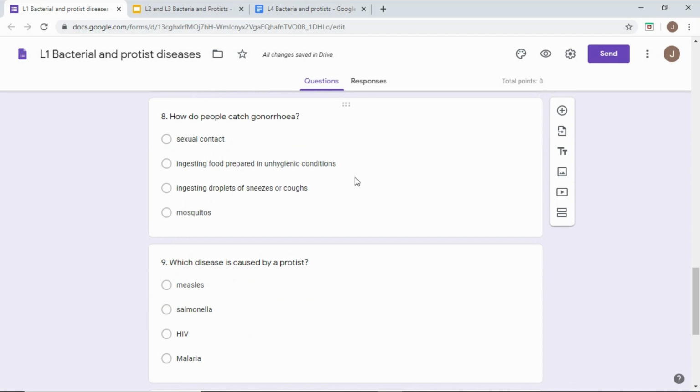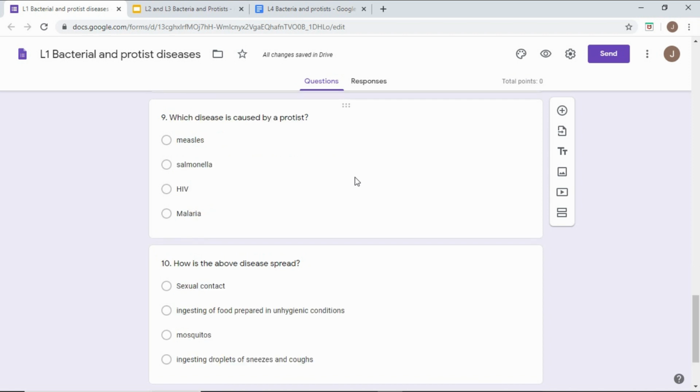How might people catch gonorrhea? Well, thinking about it, if it's causing issues with the genitalia, it must be sexual contact, as ingesting food prepared in unhygienic conditions belongs to salmonella. Ingesting droplets from sneezes or coughs is cold, flu, etc.